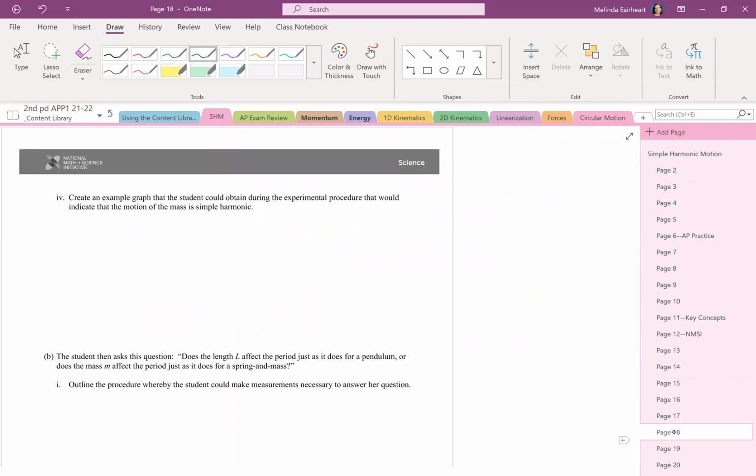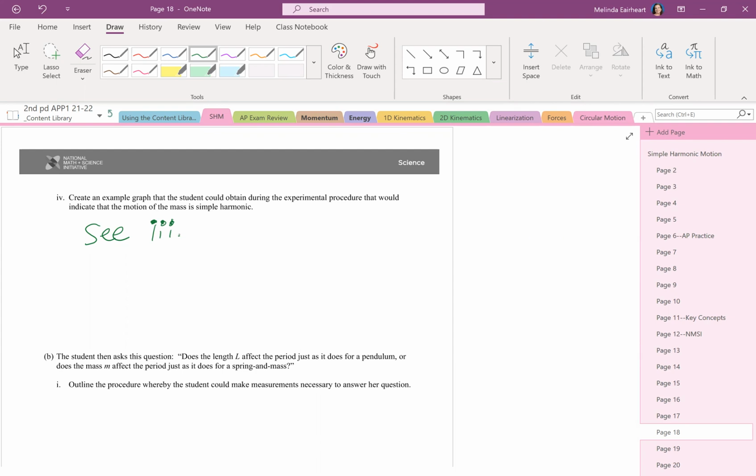Create an example graph that the student can obtain during the procedure that would indicate. So for us, we already did that. So part 3, I guess I answered both. If you do the work of part 4 in part 3, just tell the grader, see part 3.